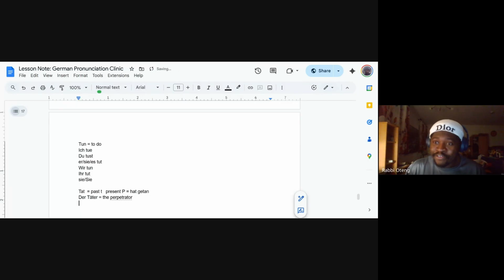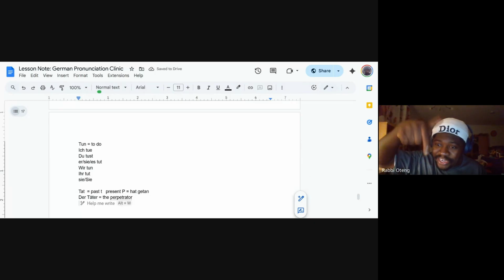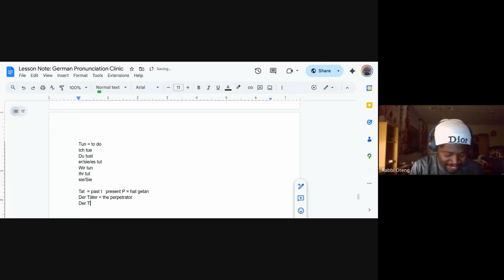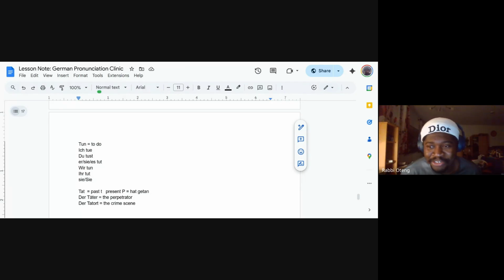Okay. Then if it's the crime scene, the area where the crime was happening, okay, the crime scene. So they are all linked. Once you get to know that tun is to do, then the doer, the perpetrator, the theta, then the place where the action was done, the crime was done, and they are cut out. Ort means the place, so the doing place, the place the thing was done, the done place. So that's German.